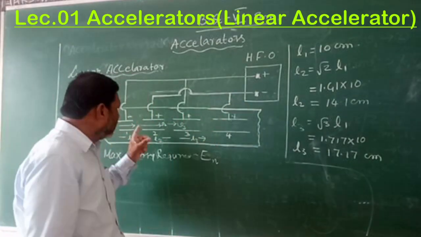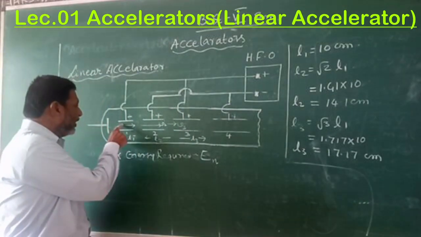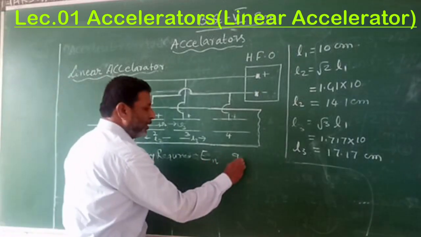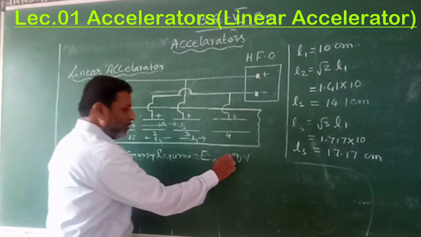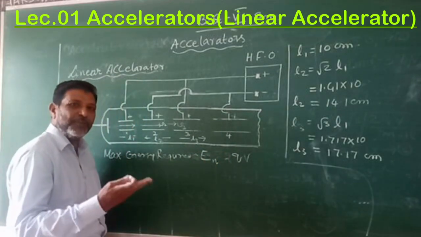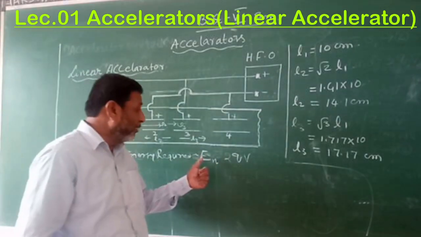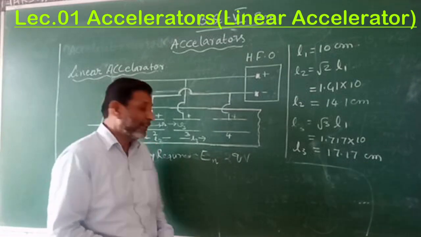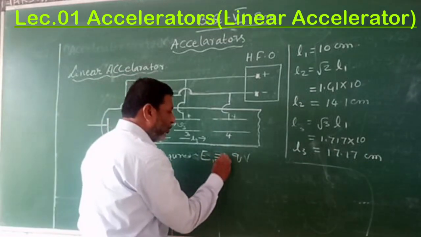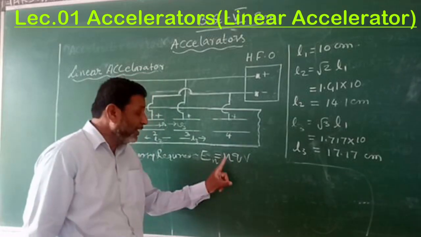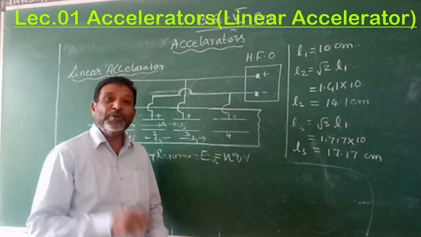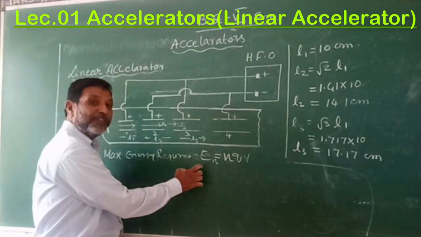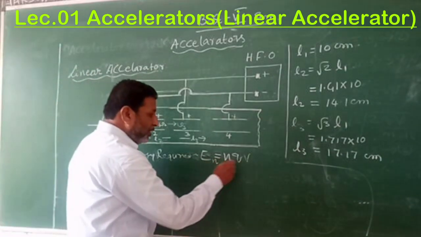You know that if the charged particle is attracted by one tube, it gets the energy equal to QV. Second tube, 2QV. Third tube, 3QV. Like that. Let us consider that to get the maximum amount of energy, it has to pass through N number of tubes. Then the energy gained is equal to N into QV, where N is the number of tubes through which the charged particle must pass to get a certain maximum amount of energy.